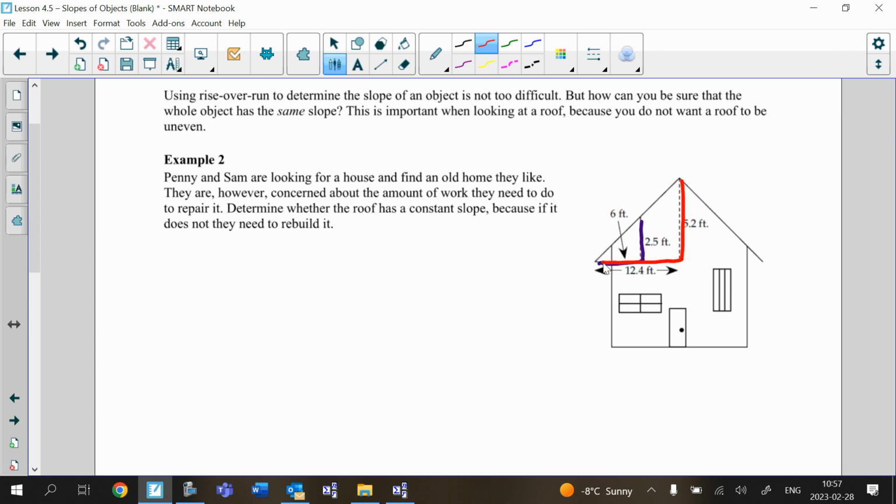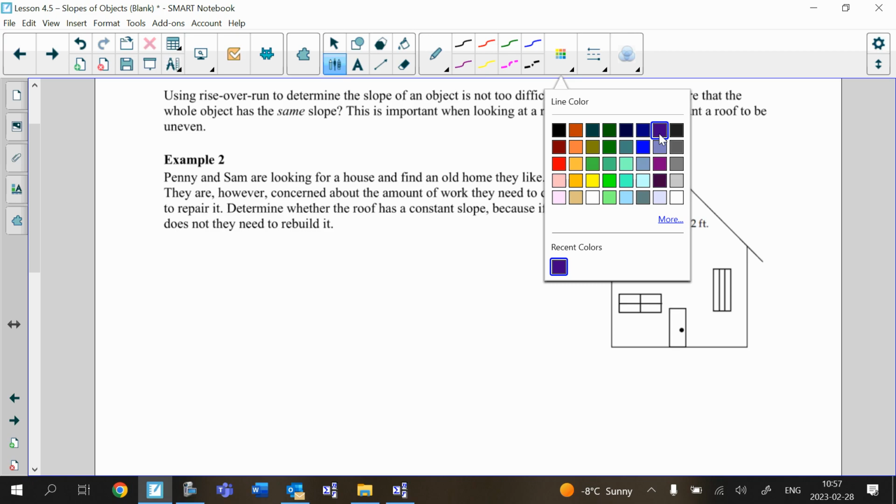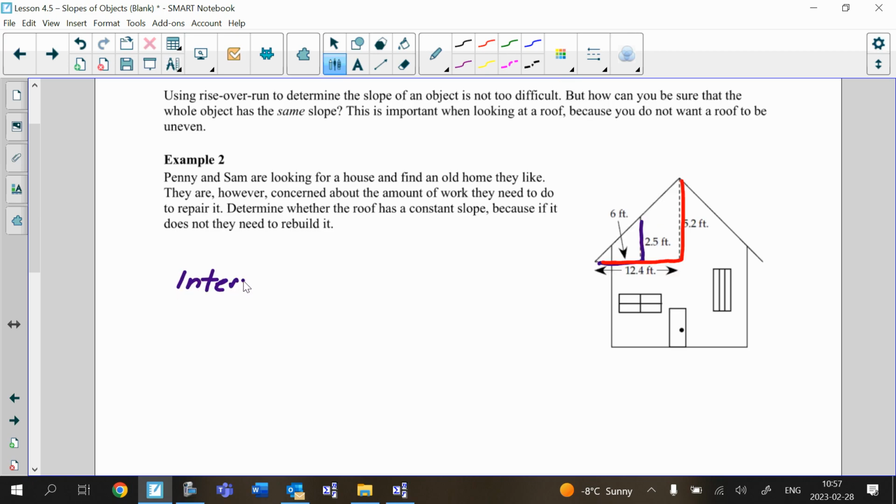And remember, slope of objects is just rise over run. I'll call this interval 1, the purple one. What's the rise of the purple one? 2.5. What's the run? 6. Good. So 2.5 divided by 6 gives us about 0.4167.